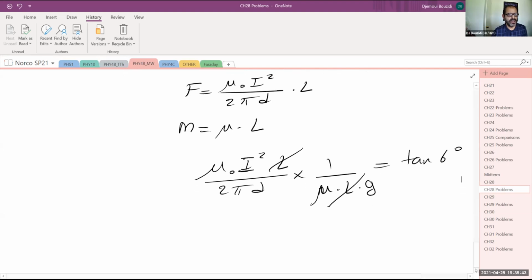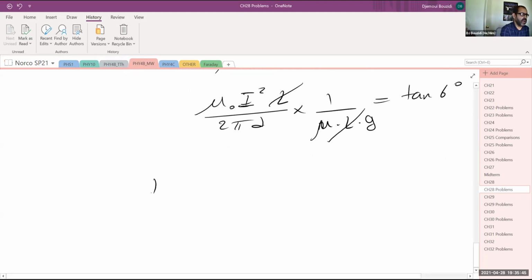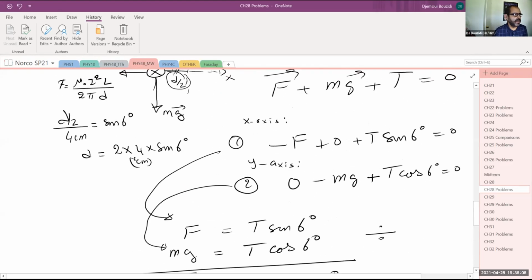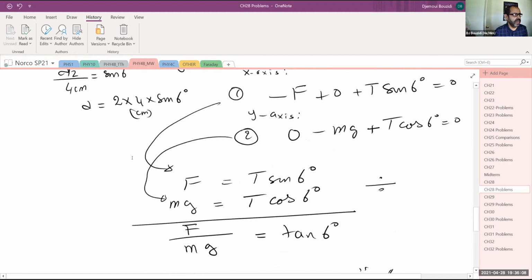So under the square root, it's going to give me a value for the current, I, equal to the square root of, first of all, tangent of 6 degrees, and then in the denominator, I will have mu naught, and the numerator is 2 pi d times g. I have to be careful with d and convert it into meters. So this is d, okay?